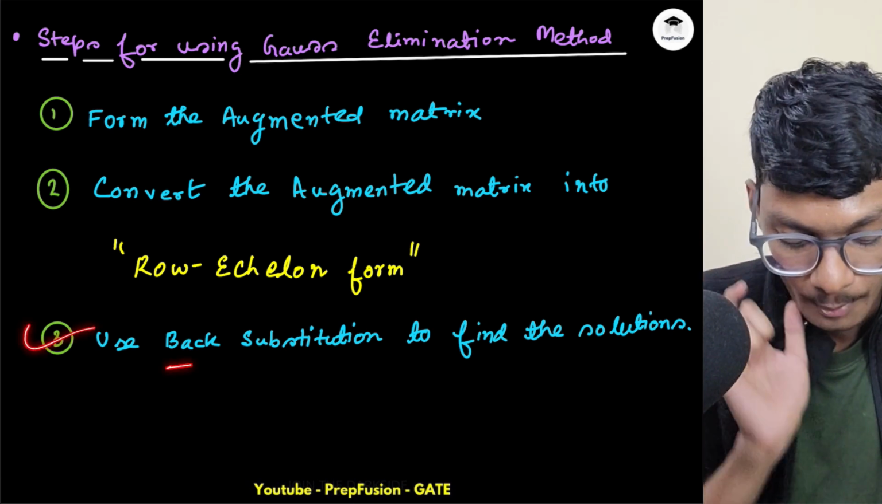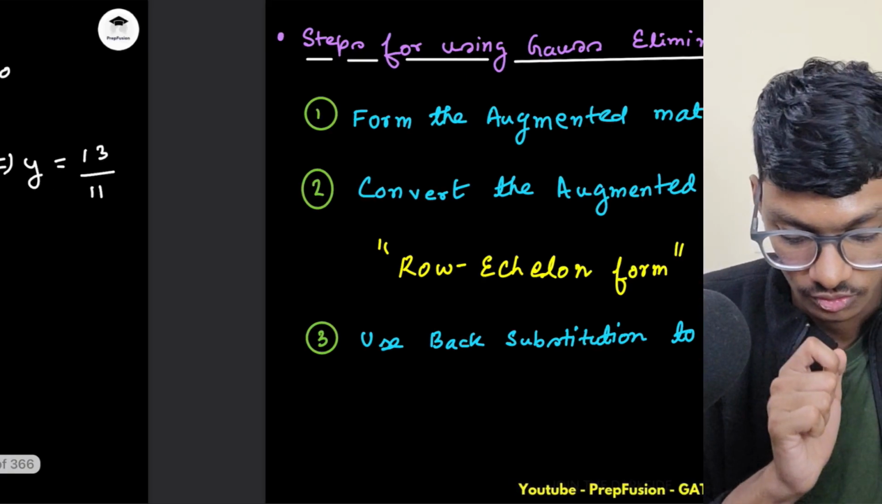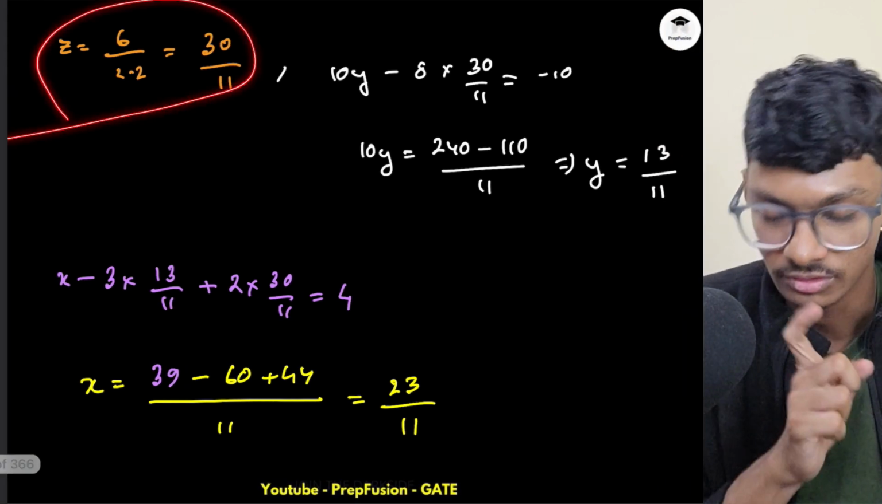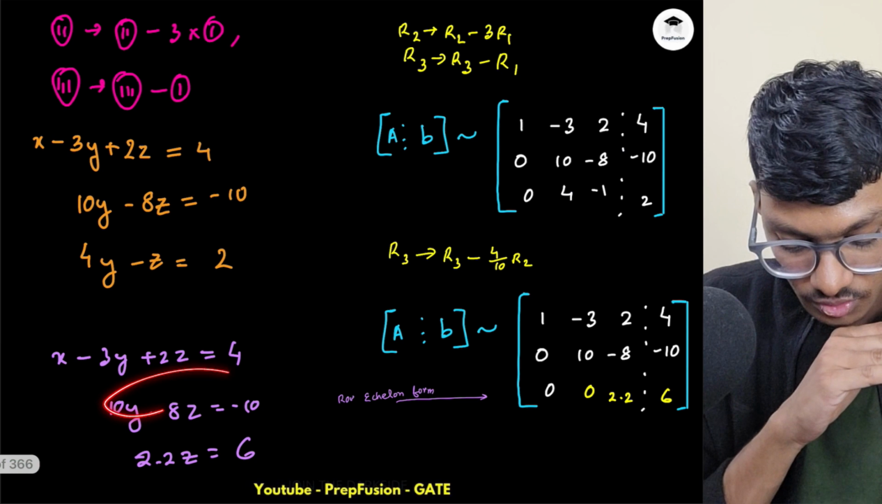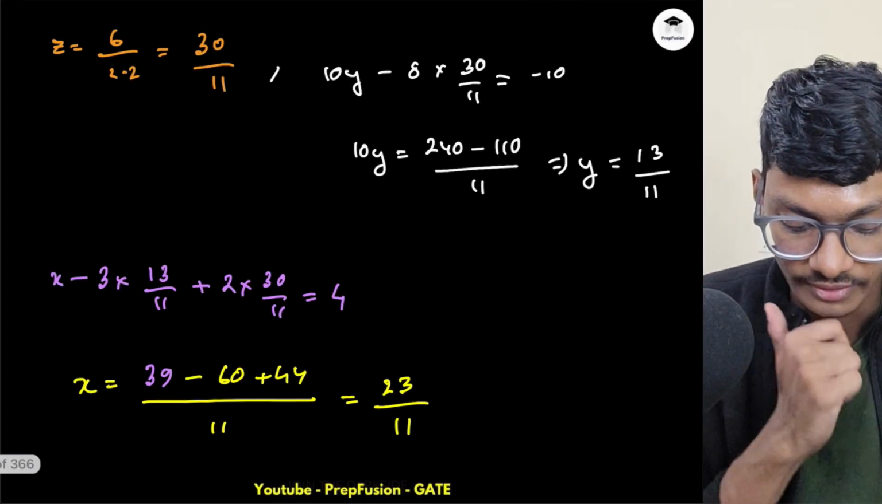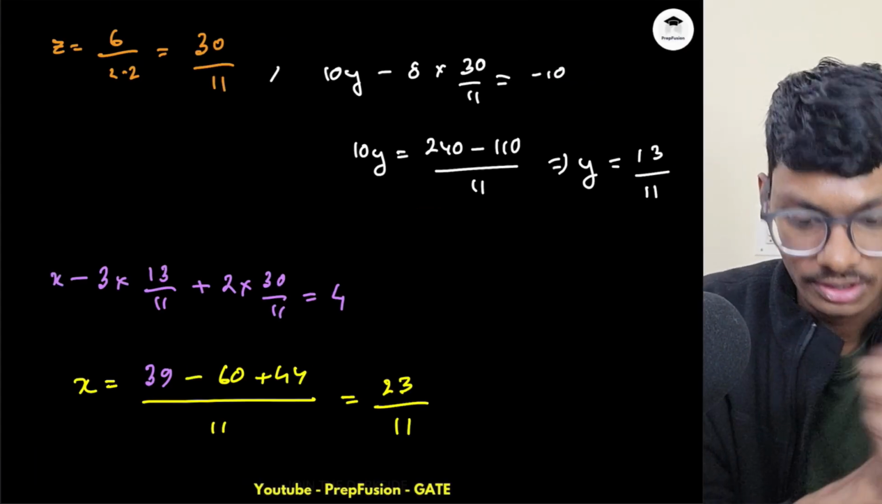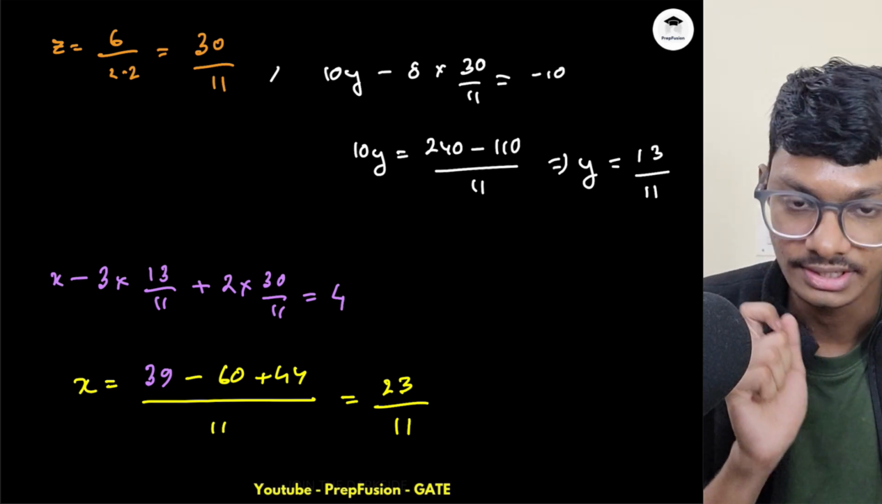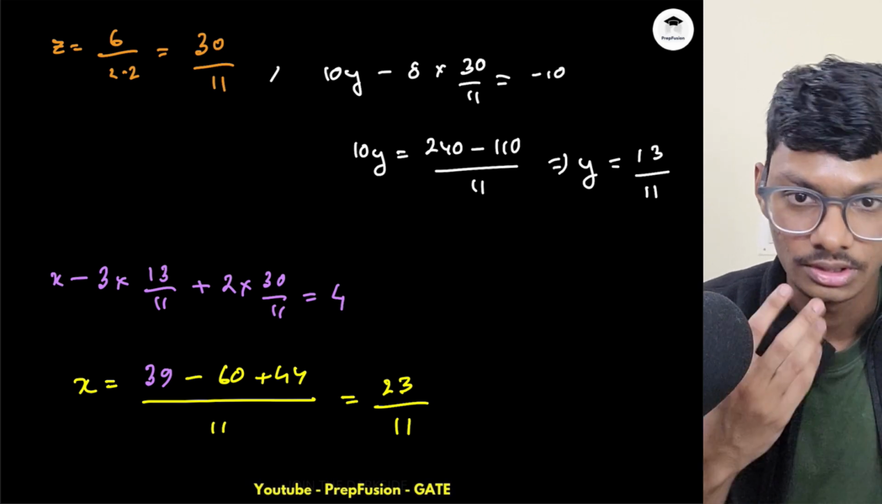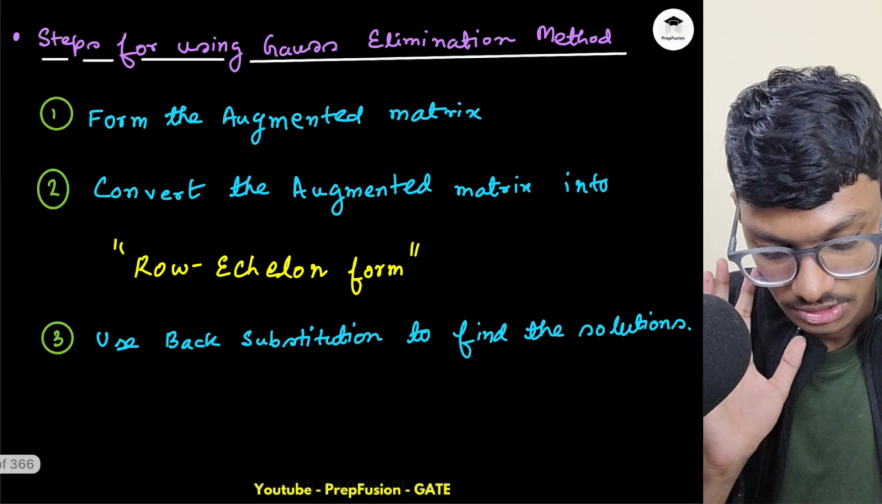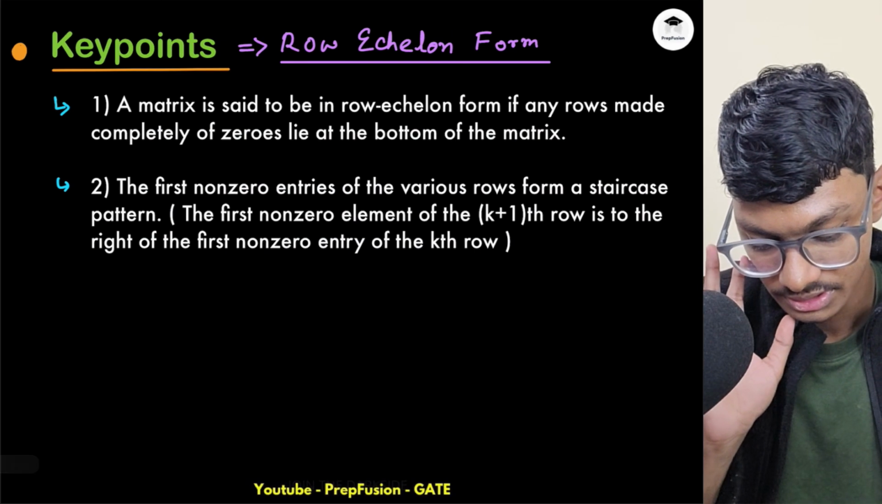Next is use back substitution to find the solution. So I use back substitution. So first I find the value of z, then I back substituted it in the second row. Okay, in this row, the value of z, and I found out the value of y. Then I back substituted the value of y and z in the first equation. I got the value of x. So this is what back substitution means. So yeah, now these are the three things.